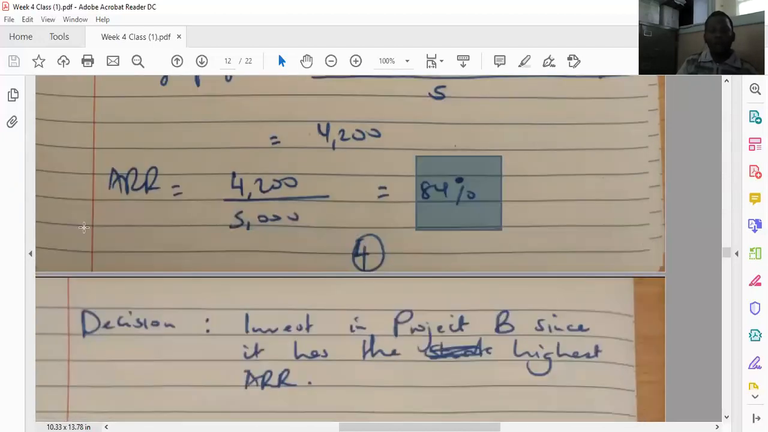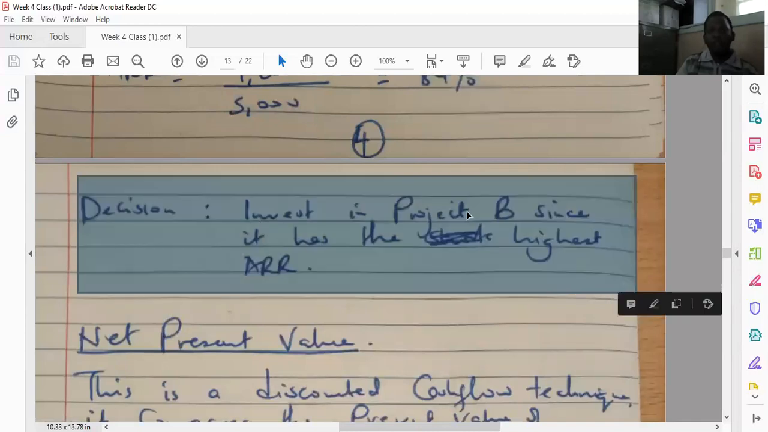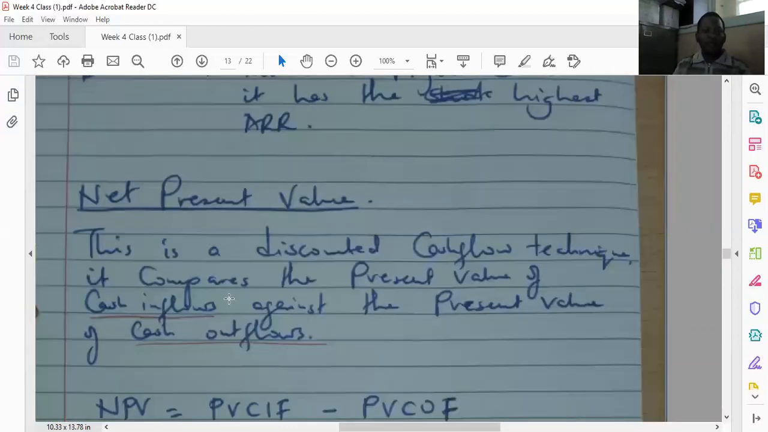So now, what is our decision? Our decision is to invest in project B since it has the highest ARR. For the accounting rate of return, we prefer those projects that derive the highest accounting rate of return. So in our case, project B emerges the winner. So you should invest in project B. We move on to the next capital budgeting technique.